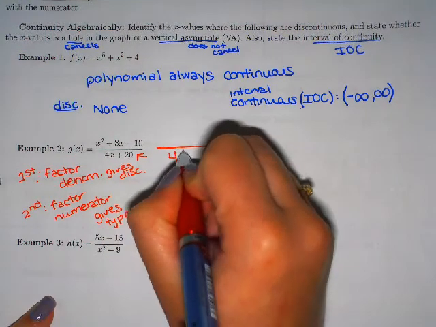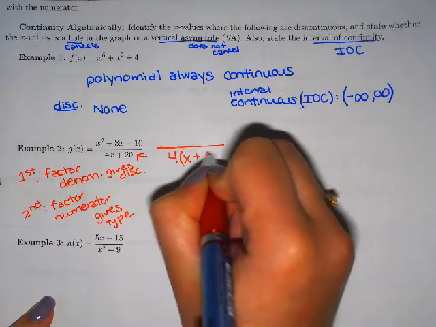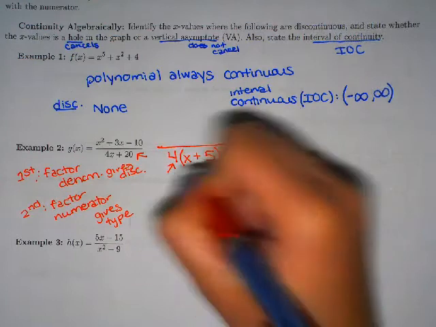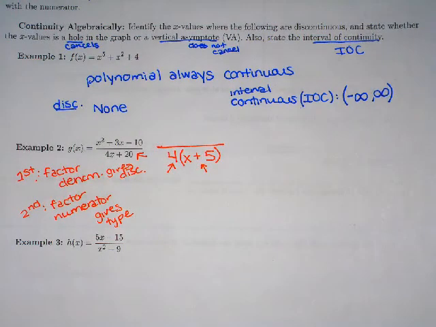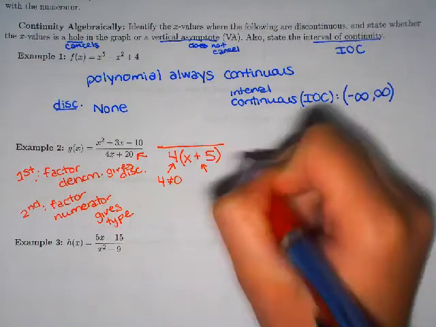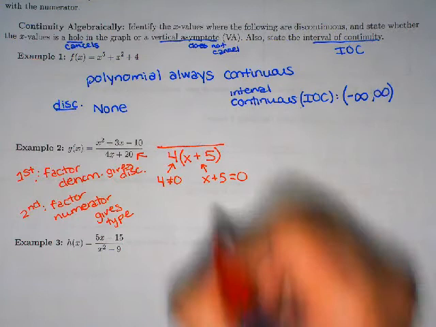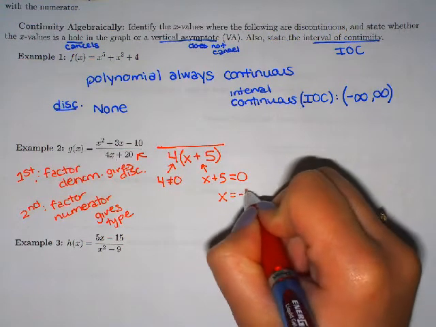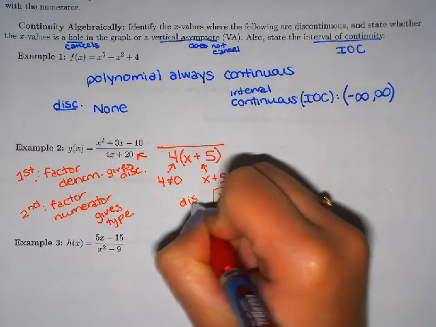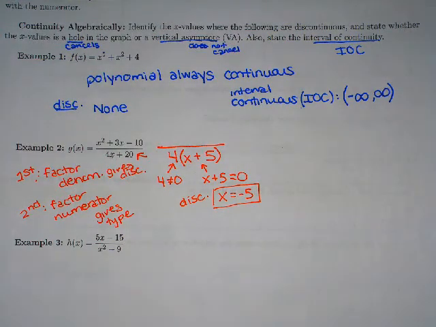You have 4x plus 20. It's a binomial. I can pull out that 4. 4 times x would be 4x, and 4 times positive 5 would give me positive 20. So what can make this 0 is if they multiply to be 0. They can only multiply to be 0 as long as one of them is 0. So 4 can never be 0, but what would make x plus 5 equal 0? You can subtract that 5 over. Negative 5 is our only place where we're discontinuous. It's the only x value that would make me divide by 0.